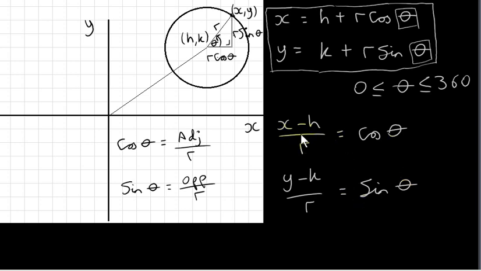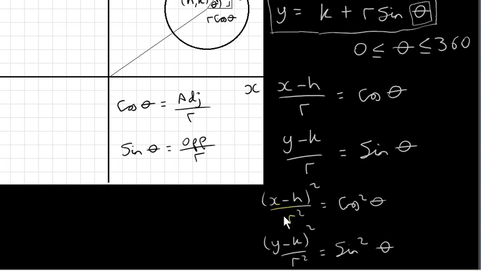Why do we do that? Well, we are going to square both sides of these two equations, and we're going to sum both sides as well. So if we take the top equation and square it, we get (x minus h) squared over r squared equals cos squared theta. We do the same with the second equation. Now let's add both of these equations to each other. Let's add the left hand sides and then add the right hand sides.